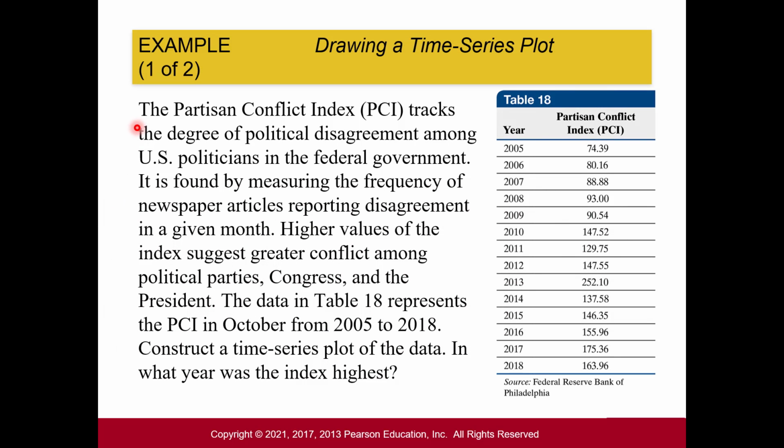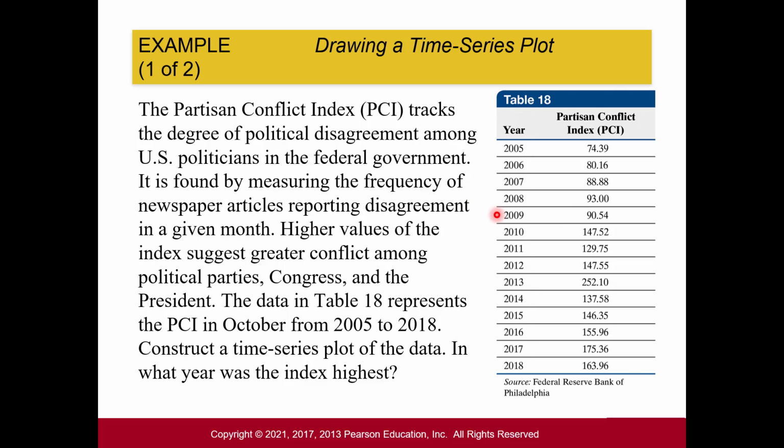So in this example, we have what's called the Partisan Conflict Index, PCI. It tracks the degree of political disagreements among U.S. politicians in the federal government. It is found by measuring the frequency of newspaper articles reporting disagreements in a given month. Higher values of the index suggest greater conflict among political parties, Congress, and the president. Okay, so this data is stopping at 2018, so I'm sure it would be quite a bit different if it had years after that. So we're going to construct a time series plot of the data, and then in what year was the index the highest.